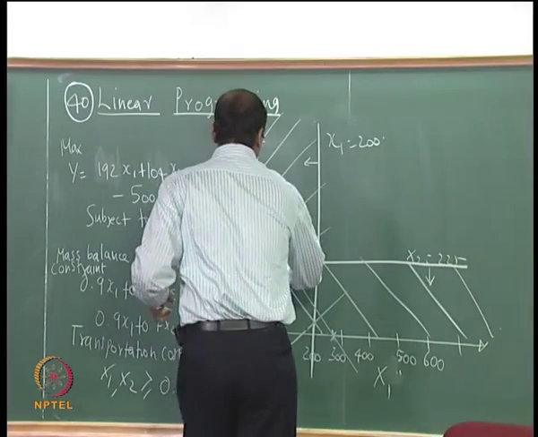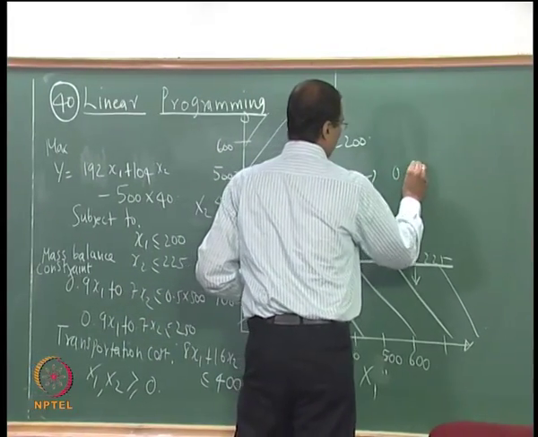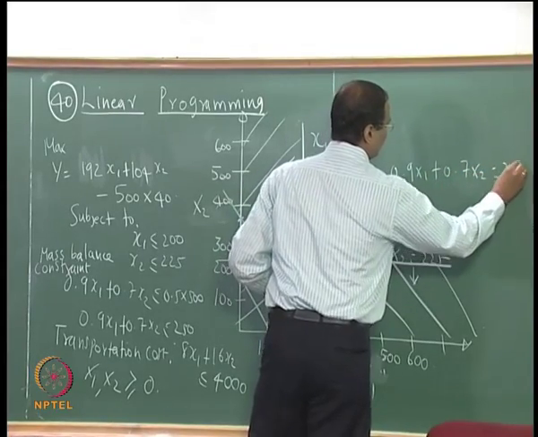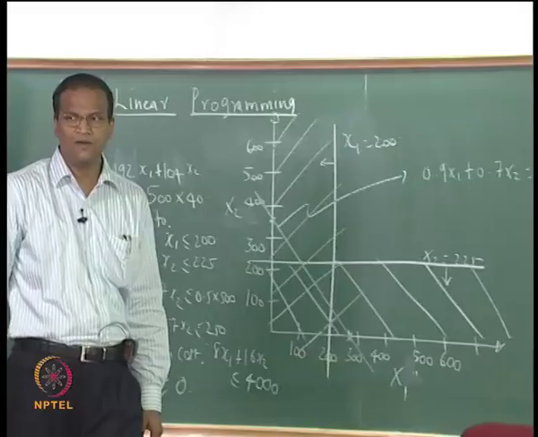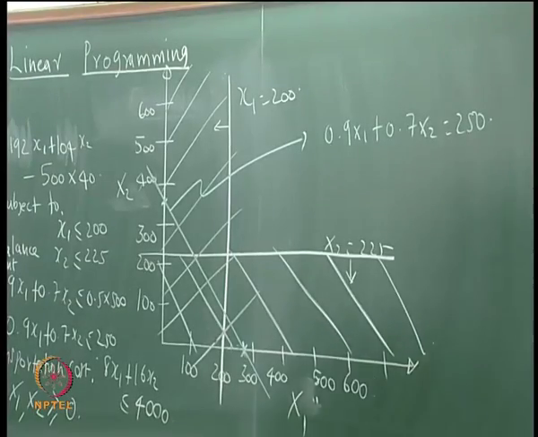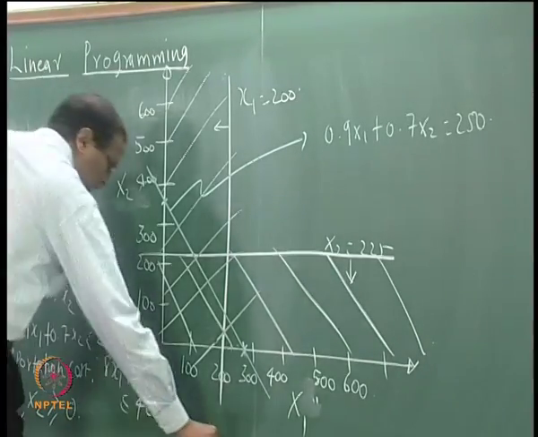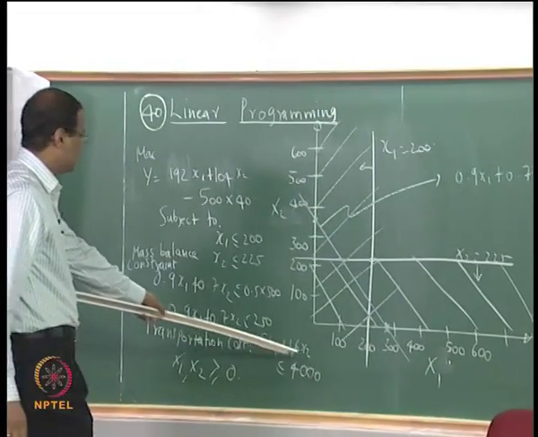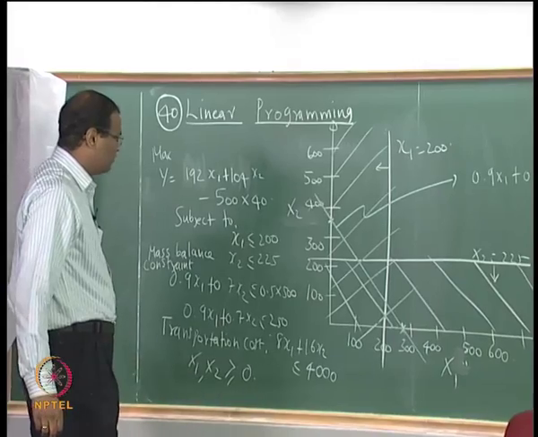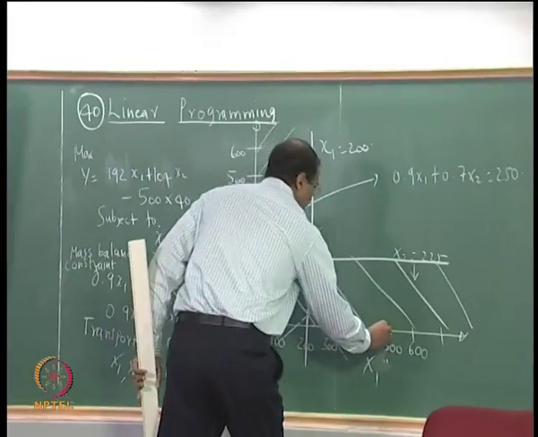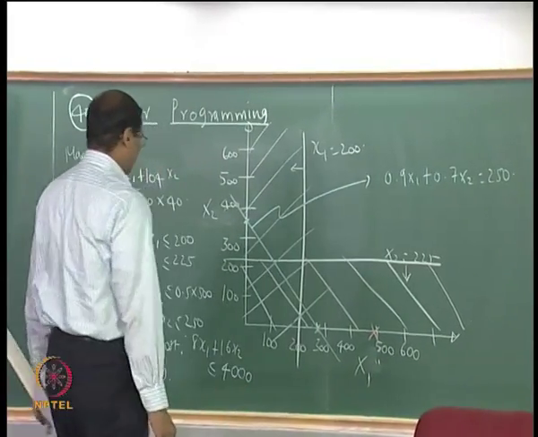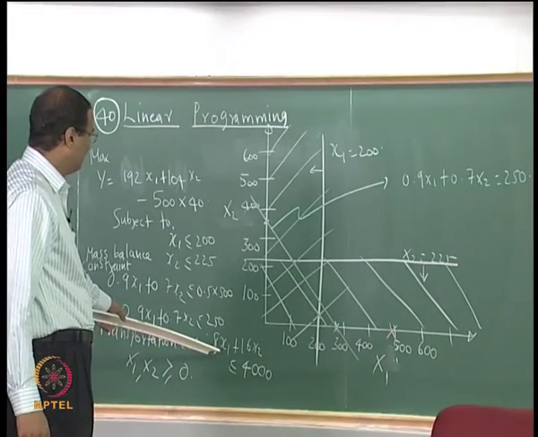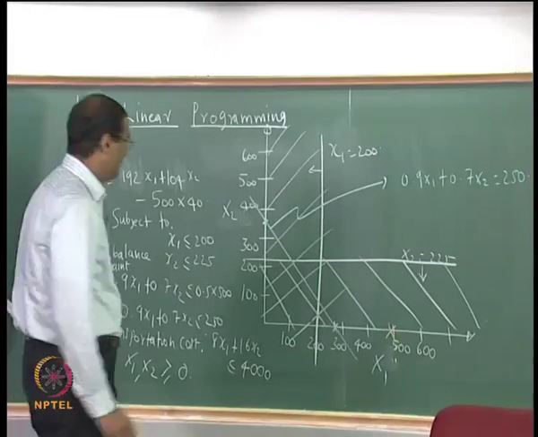All right. Now the other constraint, we will use the brown color. The other constraint is 8 x1 plus 16 x2 less than or equal to 4000. So x1 will be equal to 500, right? And x2 equal to 250, correct?